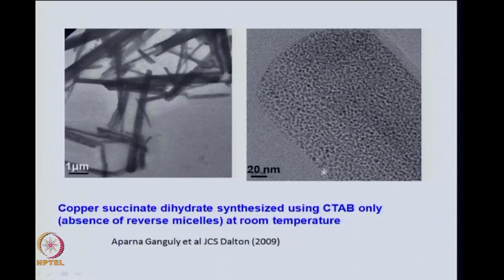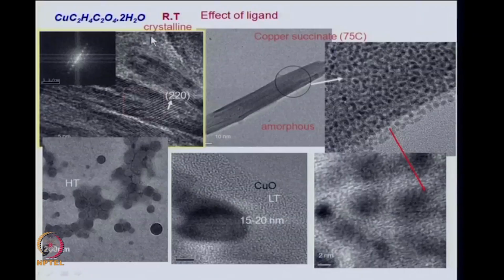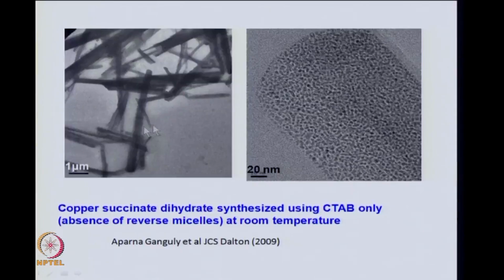Again, we show you the same copper succinate dihydrate synthesized using CTAB in the absence of reverse micelles at room temperature, and they are slightly different. And if you use the reverse micelles, you are getting these crystalline rods, whereas you can change the morphology of these rods by choosing whether you want to do it in reverse micelles or in the absence of reverse micelles.